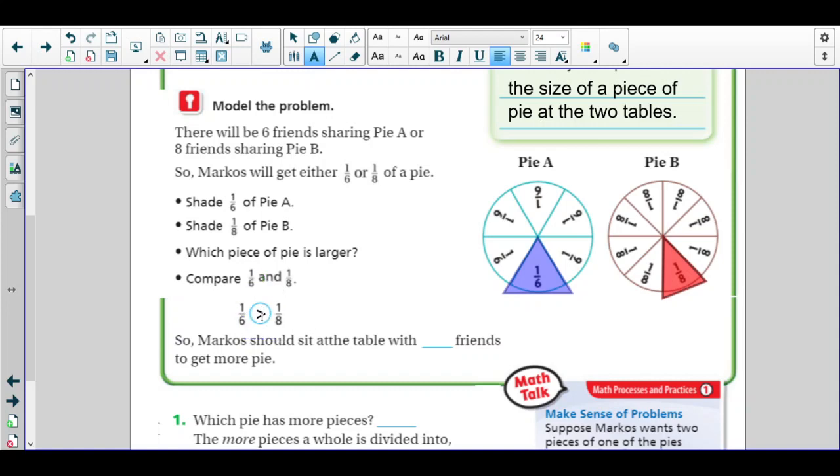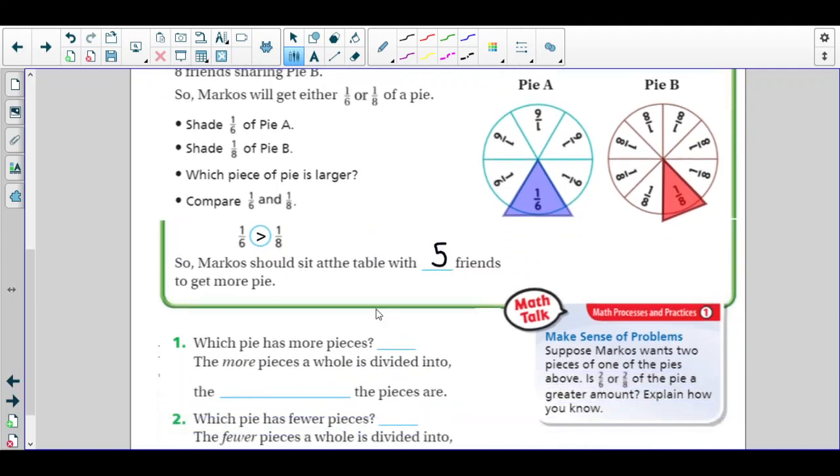When the denominators were the same but the numerators were different, all we would do is get rid of that bottom number and just compare the top. It's the backwards, kind of inverse relationship when the denominators are different. Okay, so Marcos, if he wants more pie, needs to sit at the table that has the 5 friends to get more.